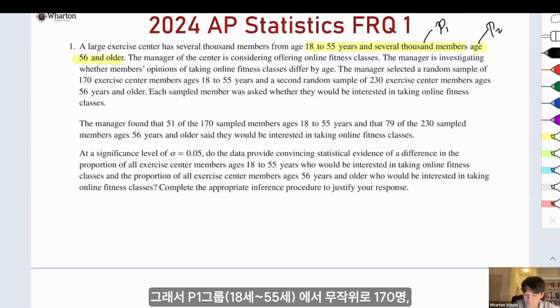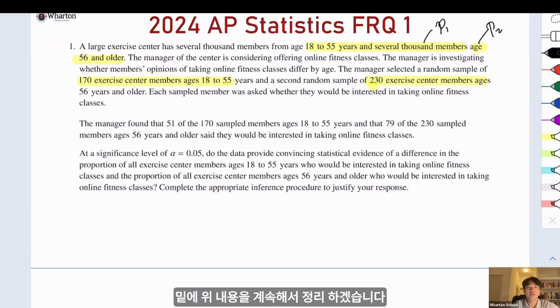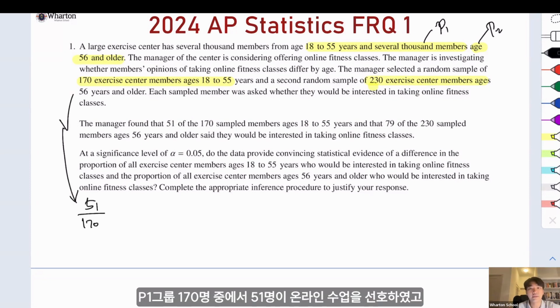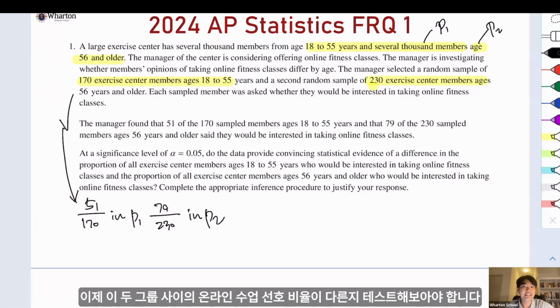They randomly sampled 170 center members from P1 and 230 members from P2. And they asked each sample member if they would be interested in taking online fitness classes. So this is the result of the survey. I would summarize it here: 51 out of 170 members in P1 expressed interest, and 79 out of 230 members in P2 expressed interest. So we have to test if there's a significant difference between these two proportions in the age groups.